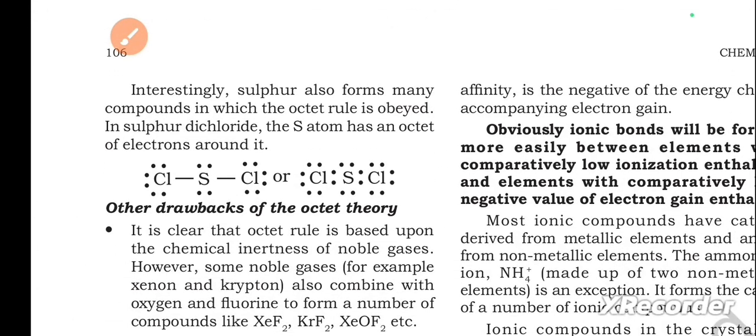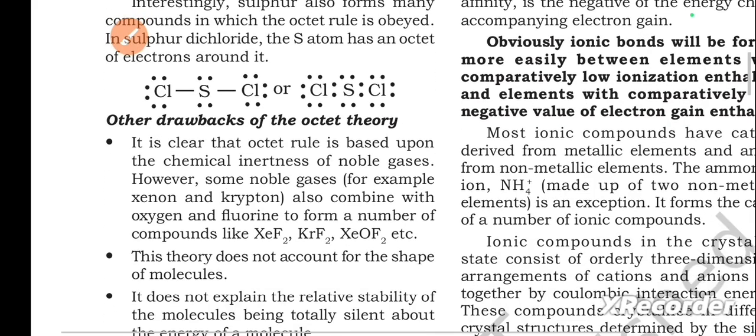Interestingly, sulfur also forms many compounds in which the octet rule is obeyed. In sulfur dichloride, the S atom has an octet of electrons around it. Other drawbacks of the octet theory.